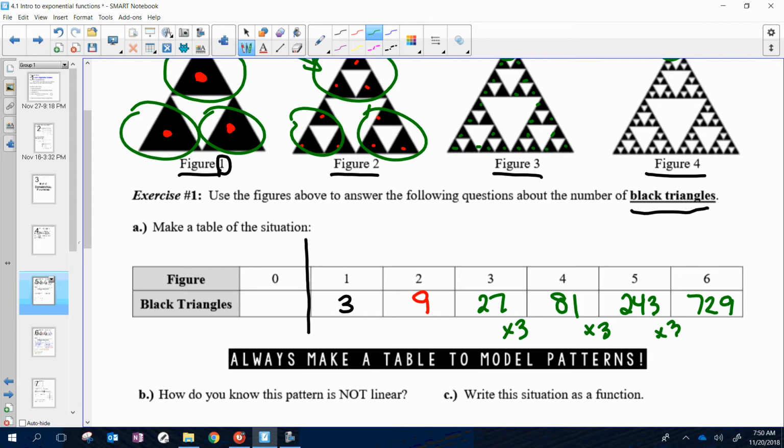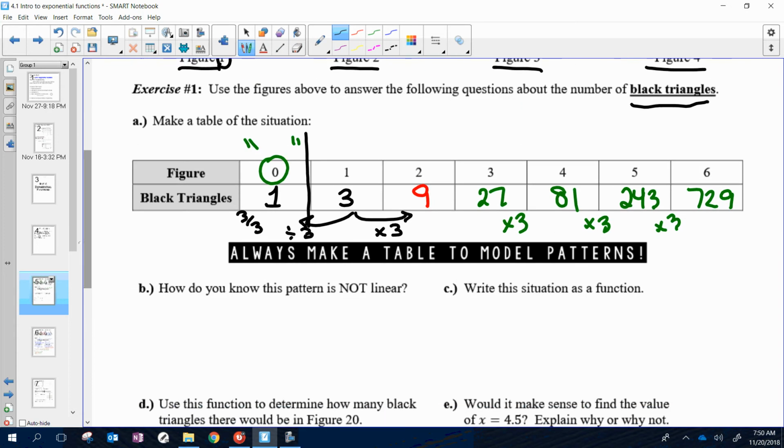So what would happen if I reversed it and said, no, figure 0? Let's just count like that's a counter. Figure 0. It doesn't make sense to say it, but figure 0. I would imagine that means I started with 1 black triangle, because it would then split into those 3. So I'm thinking this would be 1. And if you look at the pattern, multiplying by 3, reversing direction, divide by 3, I would have 3 divided by 3. Yep, 1 makes sense.